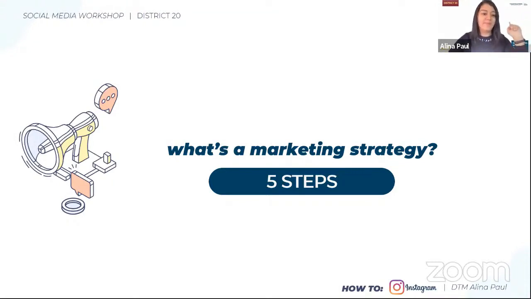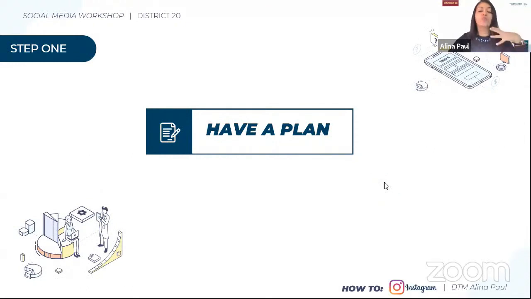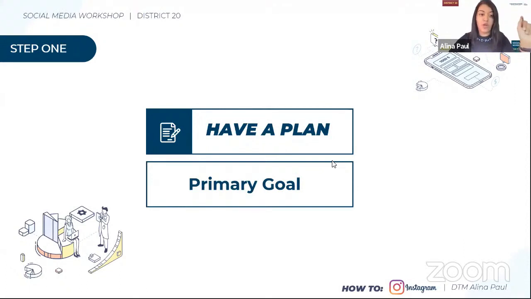All right, so step number 1, have a plan. You must always be working to achieve your primary goal. What is your primary goal with Instagram? It shouldn't be to grow your following. I want you to think bigger.